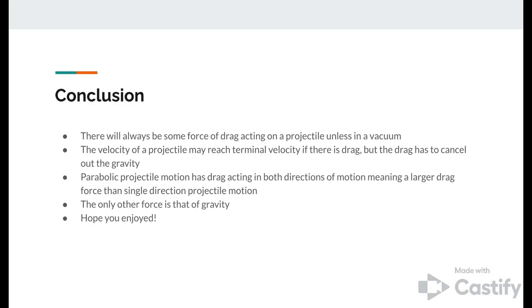So to conclude, there will always be some force of drag acting on a projectile unless in a vacuum, which is not realistic. The velocity of a projectile may reach terminal velocity if there's drag, but the drag has to cancel out the gravity, and this isn't too common. As you can see, it didn't happen in our simulation. And the parabolic projectile motion has drag acting in both directions, meaning a larger drag force overall. And then the only other force is that of gravity.